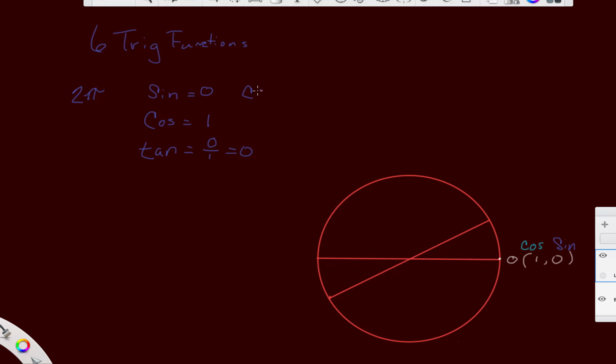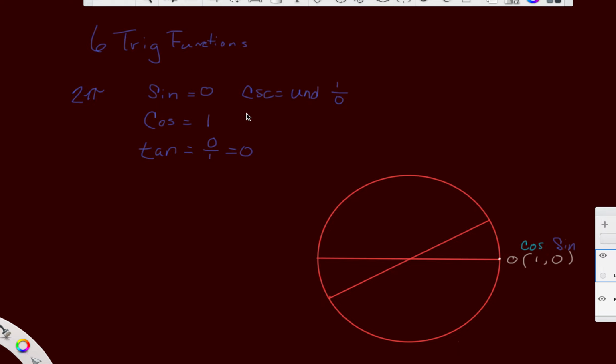the cosecant would indeed be undefined, because you can't have 0 as a denominator. It would be 1 over 0, right? Because this 0 is just basically 0 over 1.